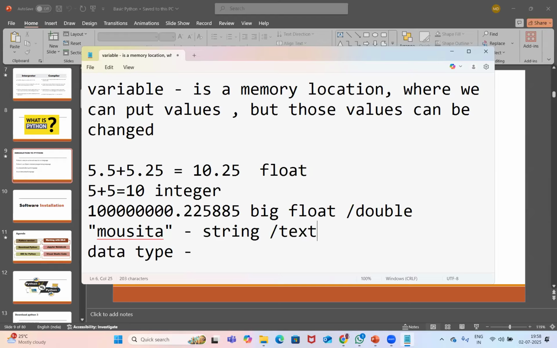Madam, here big float or double, both are the same, madam. Data type means what type of data you are going to use. What type of data means information, simple. So what type of information you are going to give to the computer or calculator, whatever. So those are called data types, type of data.